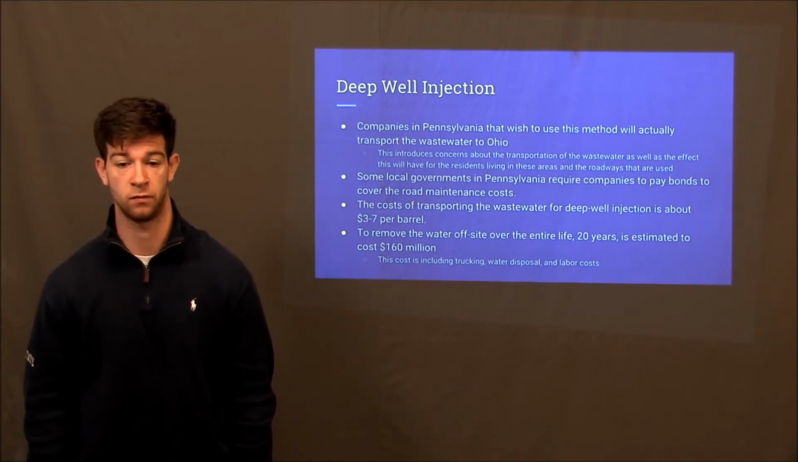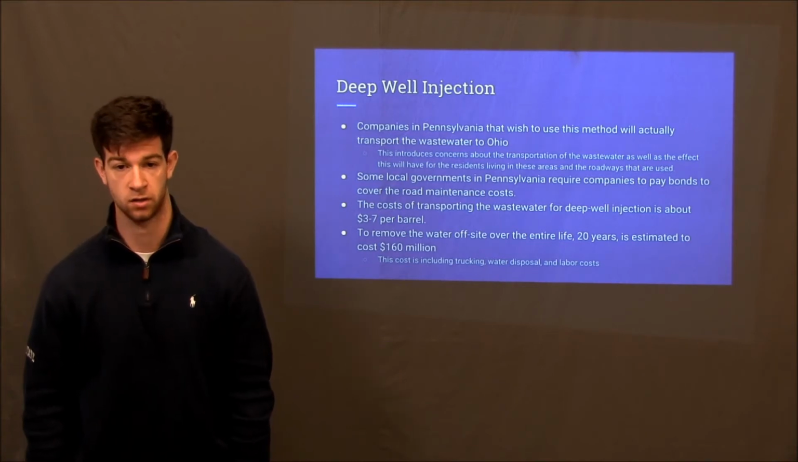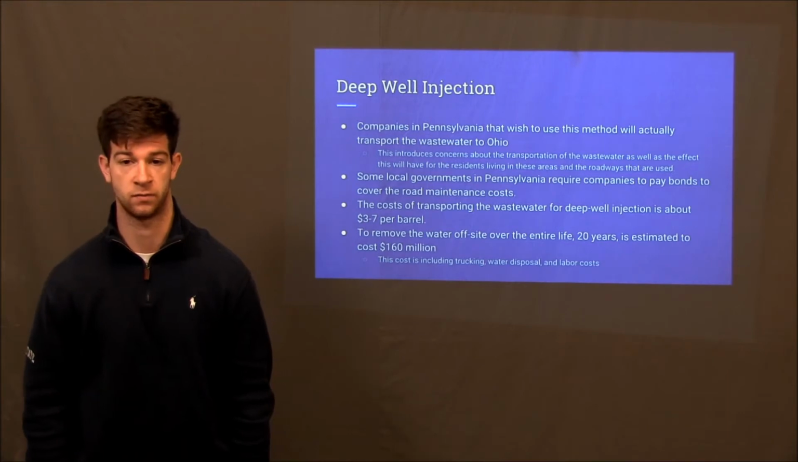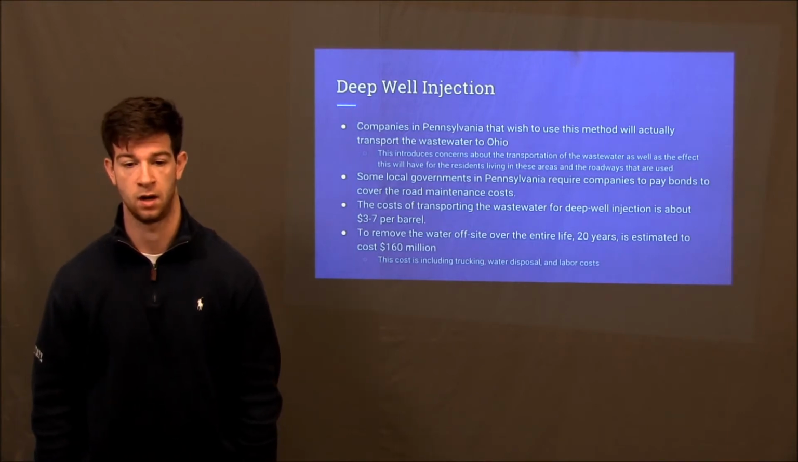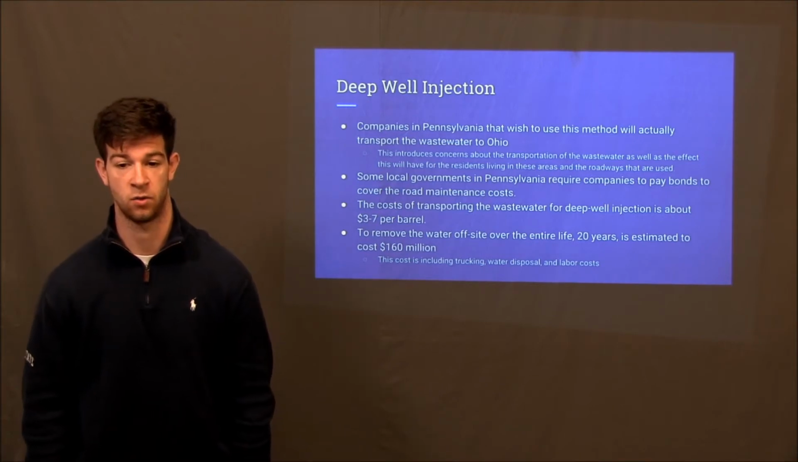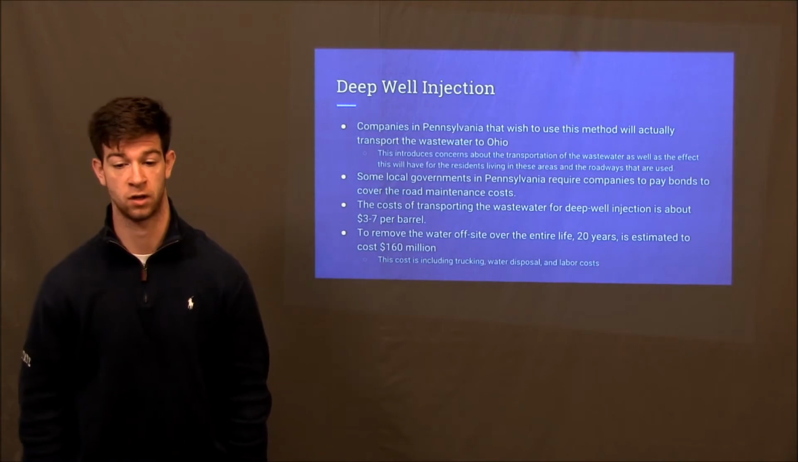Some local governments in Pennsylvania require these companies to pay bonds to cover the road maintenance costs. The cost of transporting the wastewater for deep well injection is about $3 to $7 a barrel. And to remove the water off site over the entire life, 20 years, is estimated to cost $160 million. This includes trucking, water disposal, and labor costs.